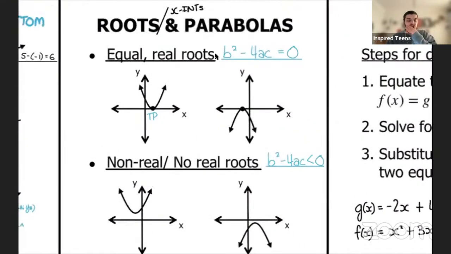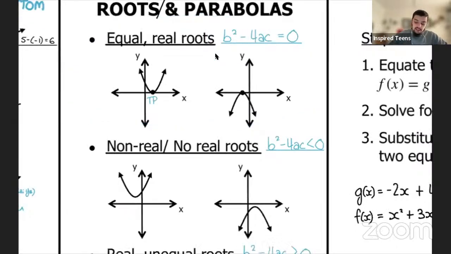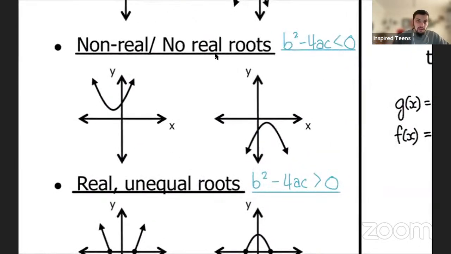When we have equal real roots, so why are they saying roots plural? When we have one x-intercept, technically we have two x-intercepts. It's just that they both have the same coordinate, which is the turning point. So when we have equal real roots, that's when the turning point is on the x-intercept, or on the x-axis.